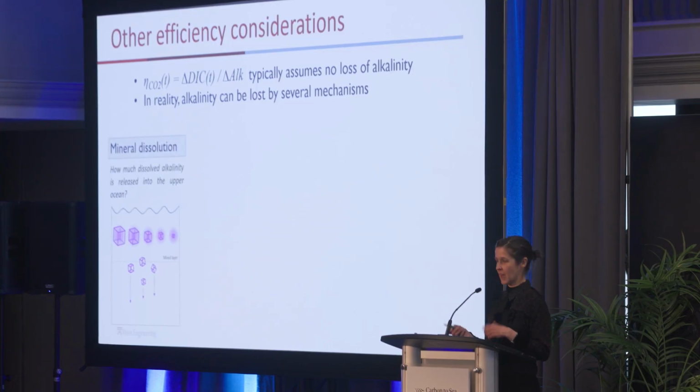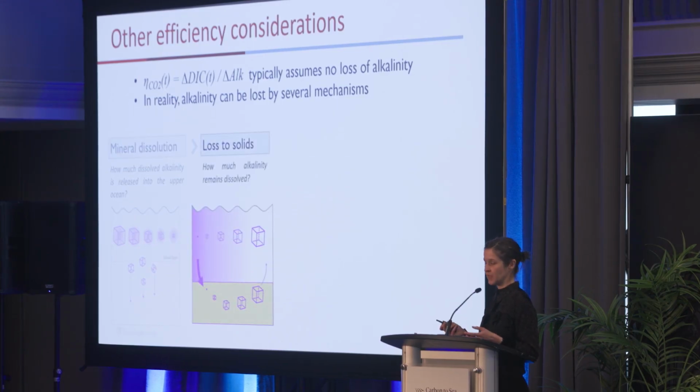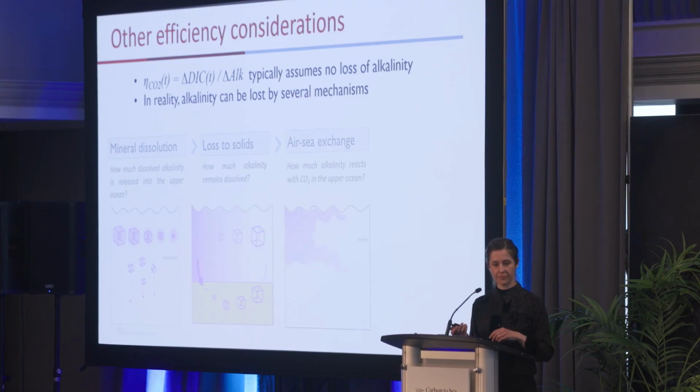So the first category of efficiency losses to consider is mineral dissolution. The ultimate question here is how much alkalinity actually dissolves in the upper ocean if you're using a mineral feedstock. Once that alkalinity is in solution, you need to consider how stable it is. Is any of it lost to solids instead of remaining dissolved? Then once you have a stable alkalinity source in your water column, you need to think about how much of that alkalinity actually reacts with CO2 in the upper ocean over time. So air-sea exchange considerations.